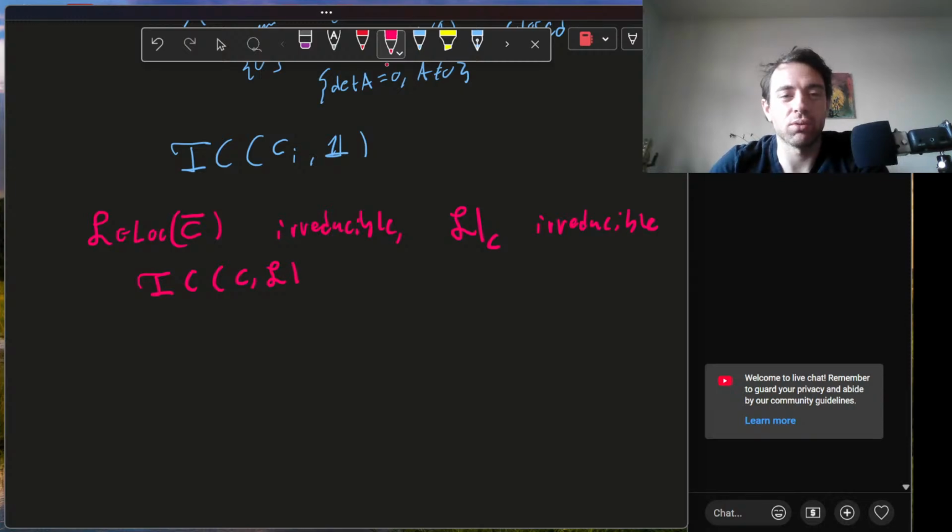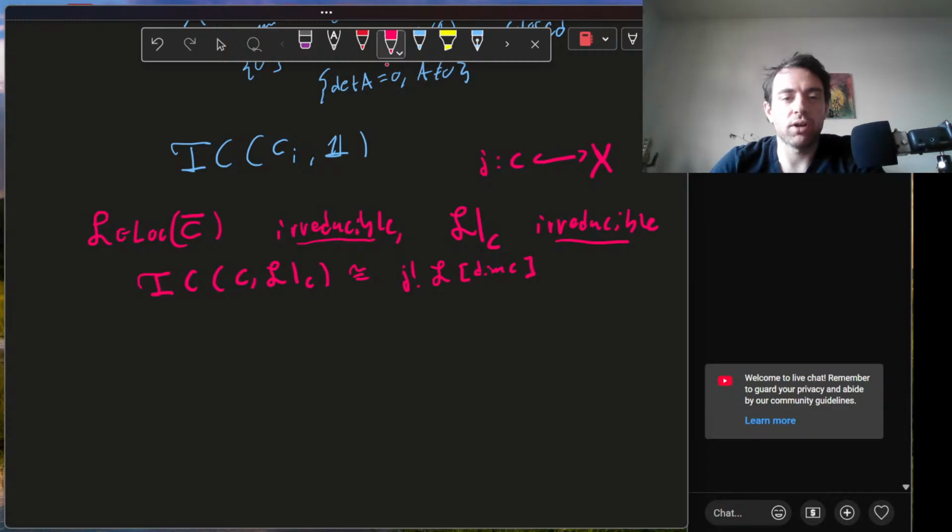You could just take any old local system. This is true, and I care about it, but if you take any old local system on the closure, restrict it, and then take that IC, and if j is just the inclusion into X, then this will just be the underived proper push forward of that local system shifted by the dimension of your orbit.